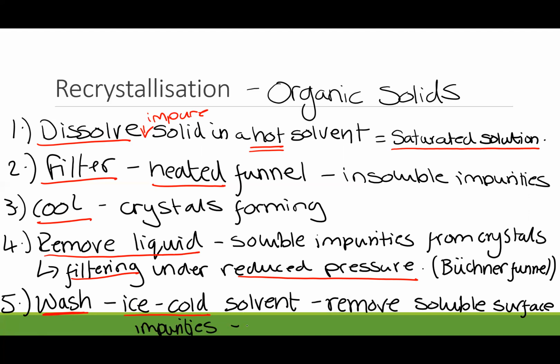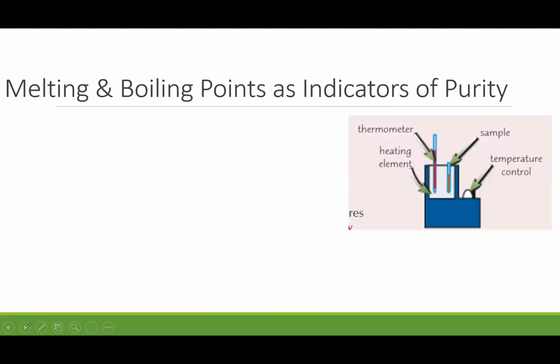And the final stage then is we just leave them to dry again. And that's all we have to do for purifying organic solids. The final thing is we can look at the purity of the organic products that we've made and see how pure they are. So we can use melting and boiling points as indicators of purity. Pure substances have a specific melting and boiling point.